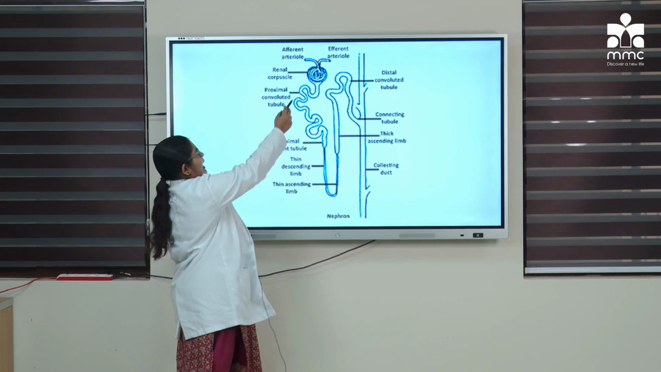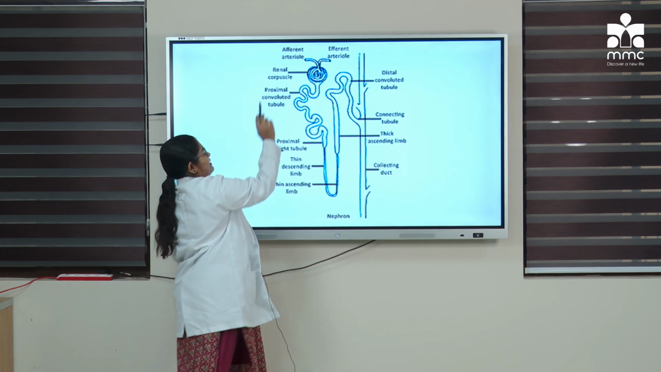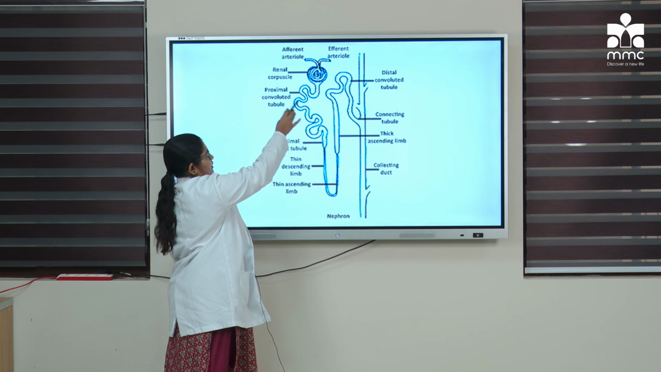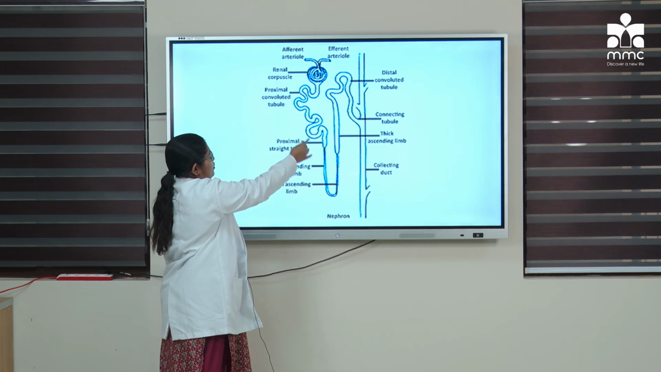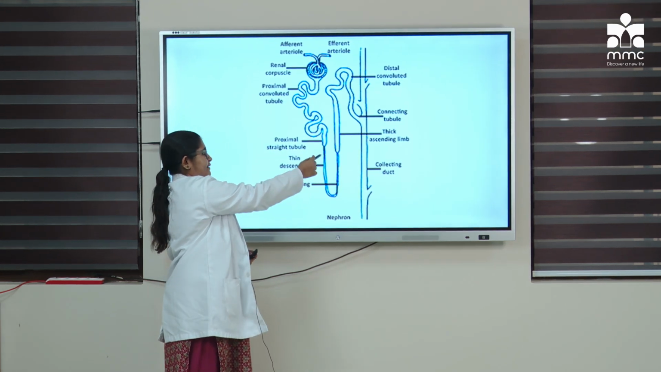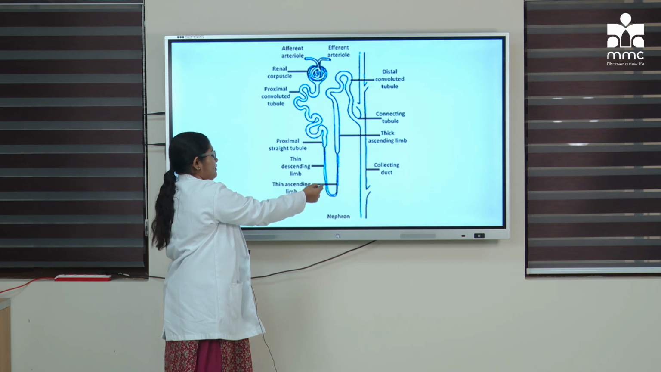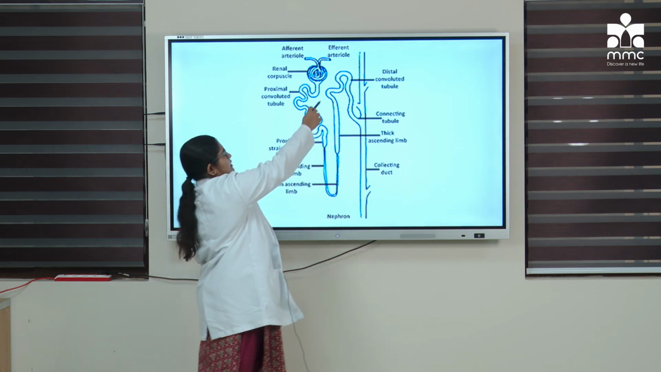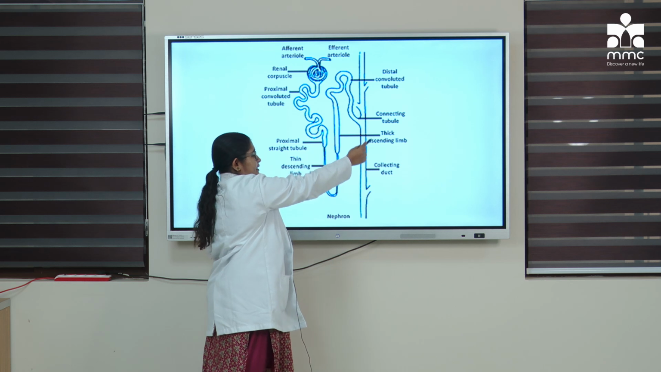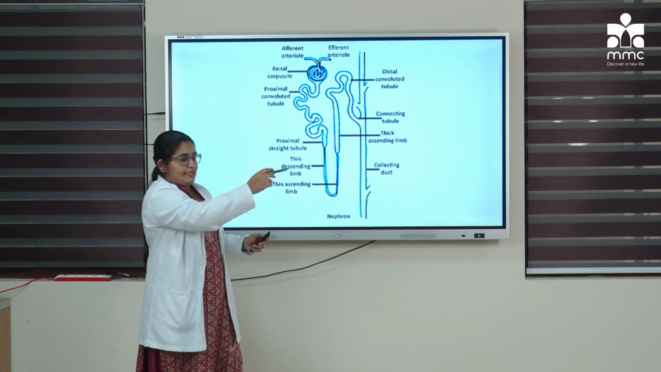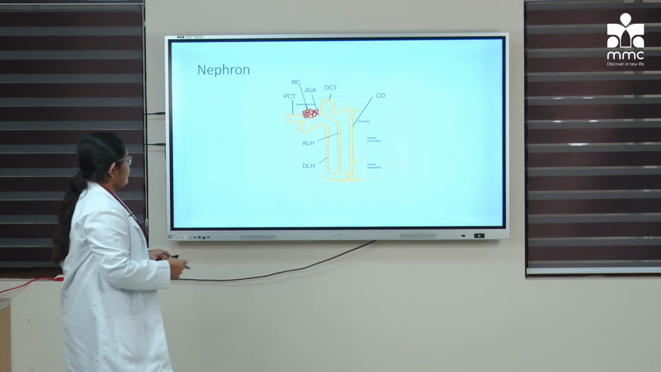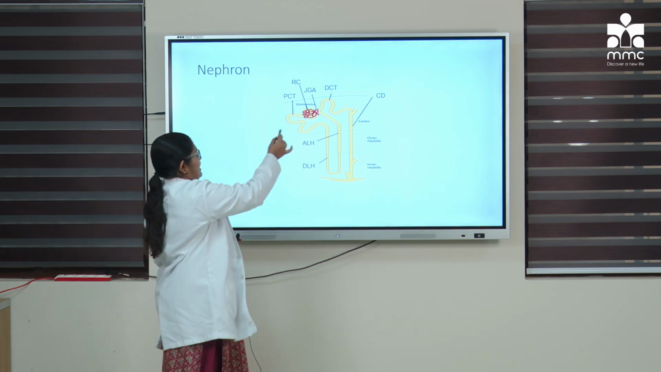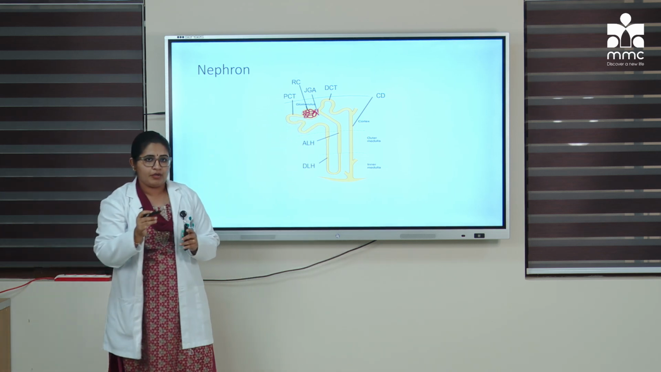The corpuscle has the Bowman's capsule as well as the glomerulus, and the parts of the tubule are the proximal portion, which has a proximal convoluted tubule and the straight tubule, the loop of Henle, which is made up of the thin descending limb, the thin ascending limb and the thick ascending limb. Then we have the distal convoluted tubule, the connecting tubule, which then tapers off as the collecting duct. So, in today's class, we will be concentrating on this specialized structure known as the juxtaglomerular apparatus.